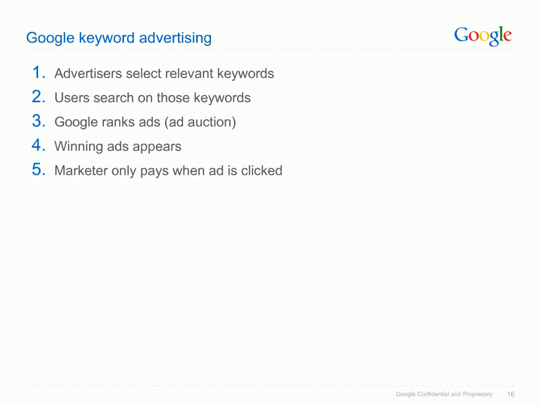So how do you explain the mechanics of AdWords to an advertiser in easy-to-understand steps? 1. Advertisers select relevant keywords. 2. Users search on those keywords. 3. Google ranks ads, ad auction. 4. Winning ads appear. 5. Marketer only pays when ad is clicked.